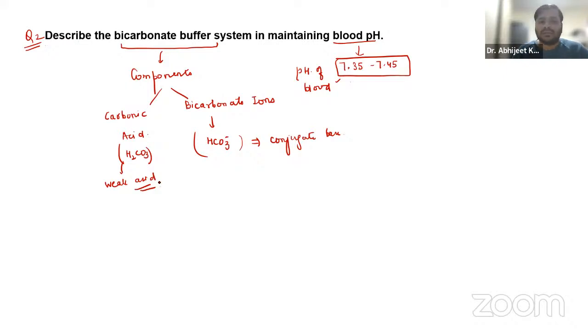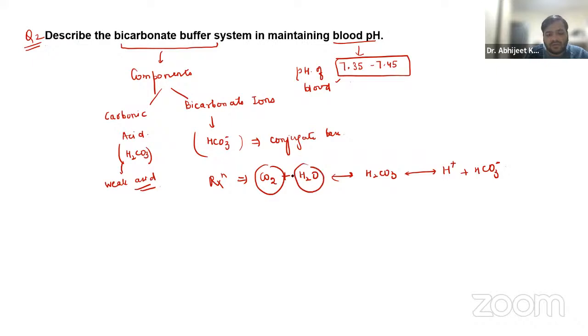Now, how the equilibrium is described over here is by the following reaction: CO2 plus H2O gives rise to H2CO3, which will again dissociate into H plus and HCO3 minus, right? Now remember, guys, that carbon dioxide dissolves in water to form carbonic acid. Carbonic acid will again dissociate into hydrogen ions and bicarbonate ions. Now, what is the buffering action over here?